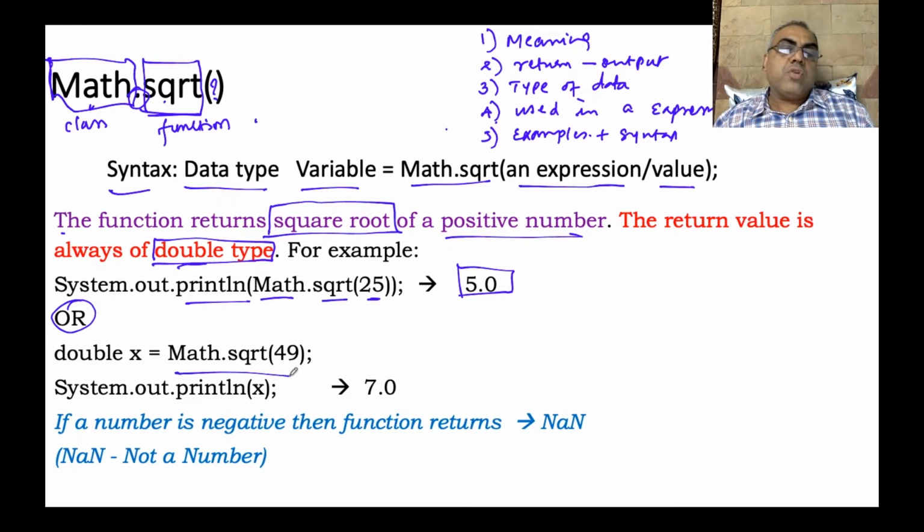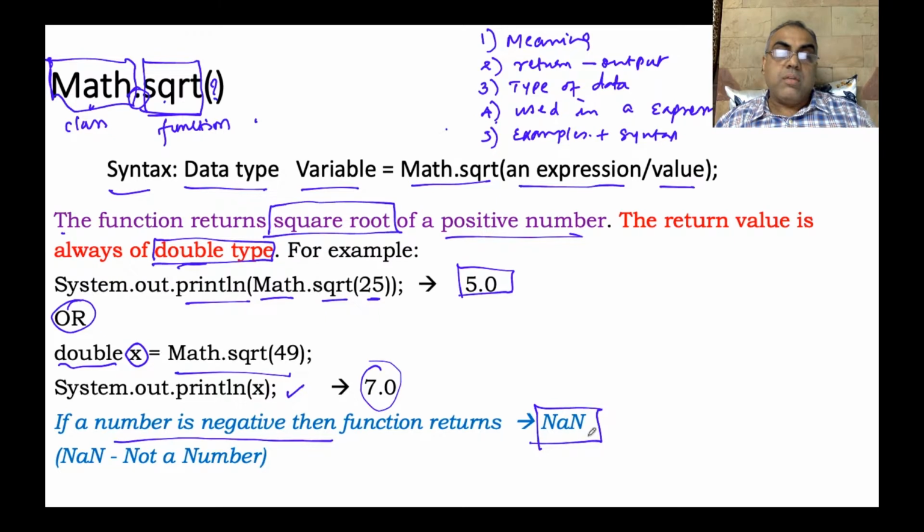So when Math.sqrt is going to return a value, say 49, the square root of 49 is 7.0. So when 7.0 comes, if there is a variable, then I must have a data type as double. No other data type will work here. So the value will get stored as 7.0 and print will print. However, if you try to apply a negative number here, then you will get a message on the terminal window. You will get NaN, which means not a number. Negative number, it doesn't apply.